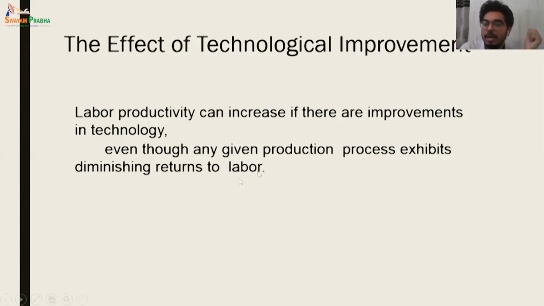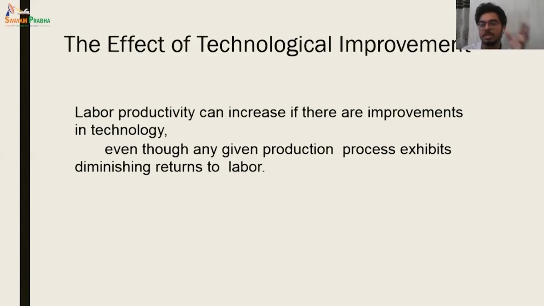Let's see. Even though any given production process exhibits diminishing return to scale of labor. Diminishing return to labor means, and we'll just give you a small background, if you are engaging 5 labors, you can manufacture 20 pens, and with 10 labors you cannot manufacture 40, instead you manufacture 35. So you are multiplying the labor force by 2, but your production is not increasing by 2 times, then it is a diminishing return, right? A diminishing return to a particular scale.